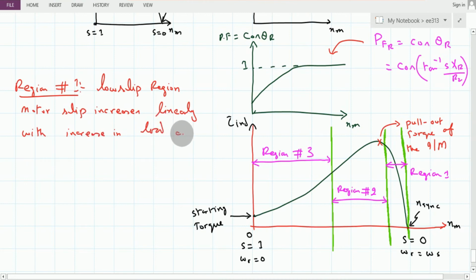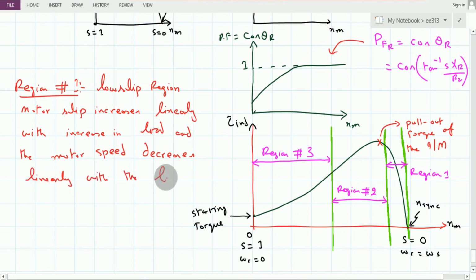Also, the motor speed decreases linearly with the load. And this region number 1 is known as a stable region of an induction motor. This region number 2 is actually a region of moderate slip value.